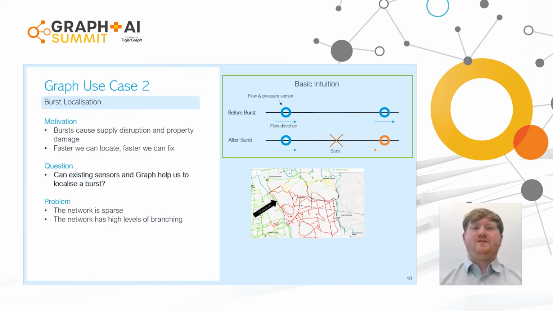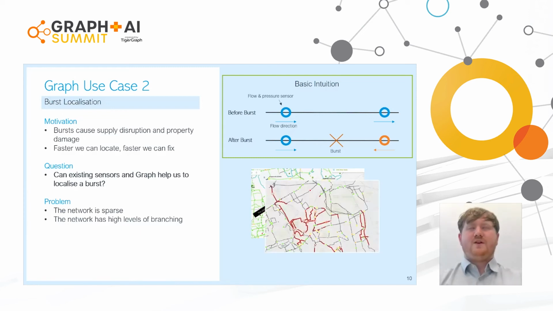The problem with this is, although we've got a really simple intuition on the right-hand side, our network is quite sparse and has a very high level of branching. When there's 2 meters and one section of pipe between them, it's quite easy to say the burst is in there. But when we have 5, 8, or even 10 meters over a single section of pipe, working out the change in direction of these meters can cause quite a high level of uncertainty, which means that we then can't be confident in the area to which we've located the burst.